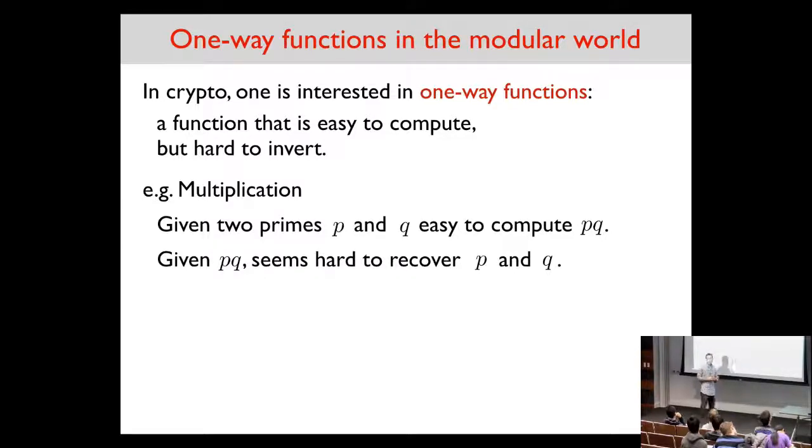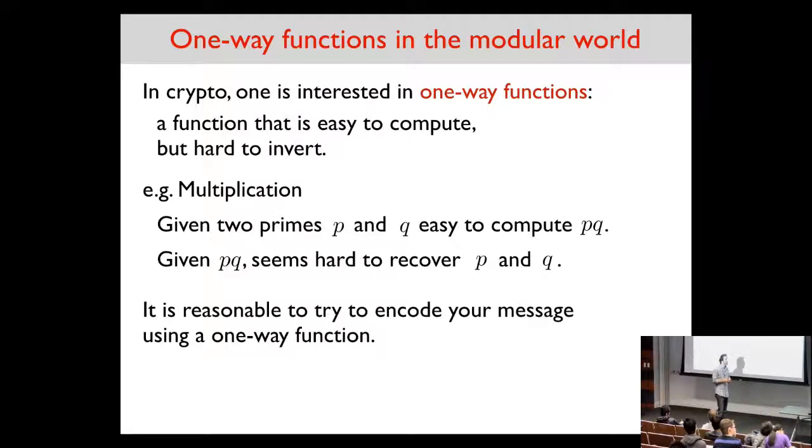For example, multiplication. Given 2 primes, p and q, you can multiply them together efficiently, no problem. Given p times q, some number that's the product of 2 primes, if I ask you to tell me now what the p and the q are, this seems a computationally hard problem.